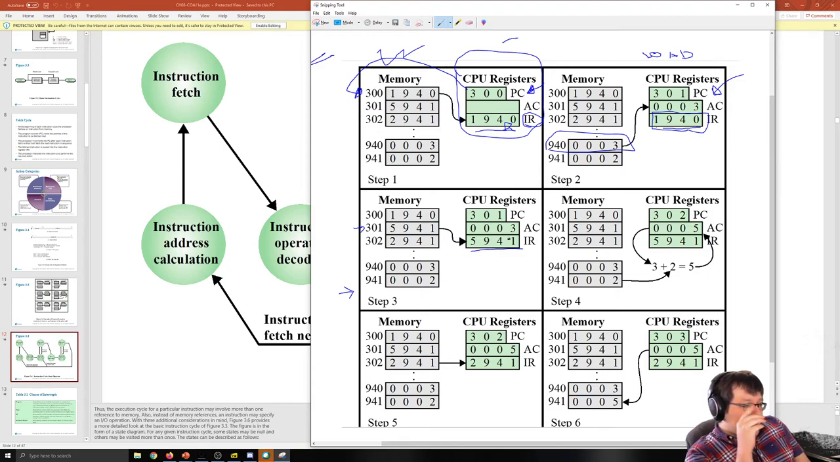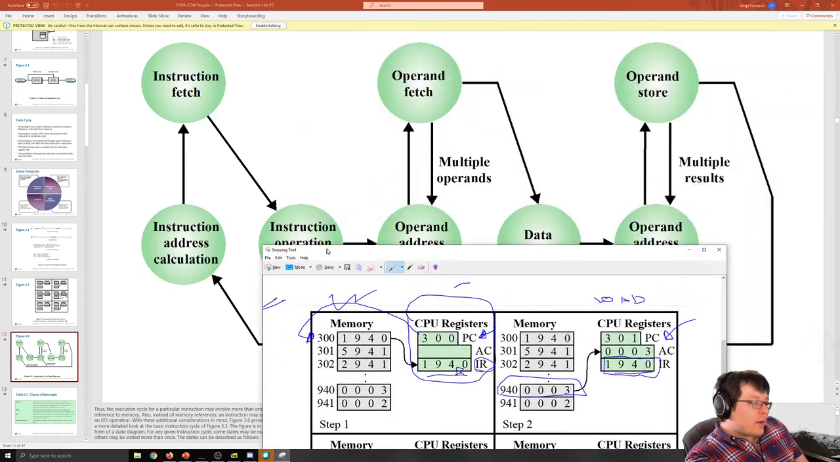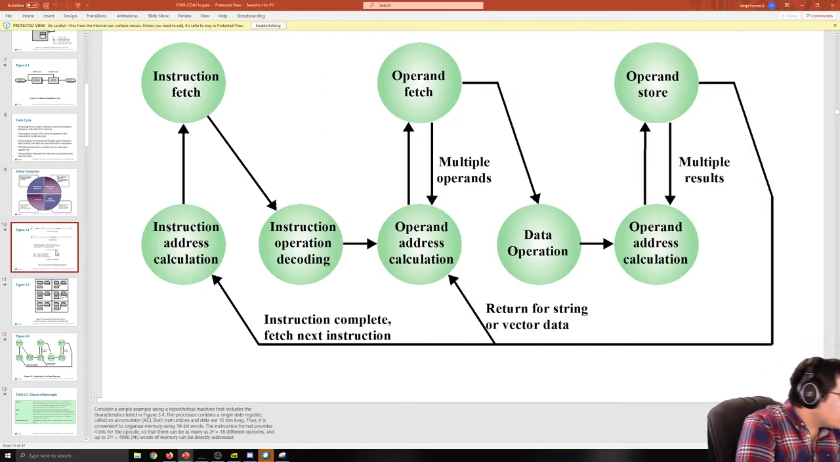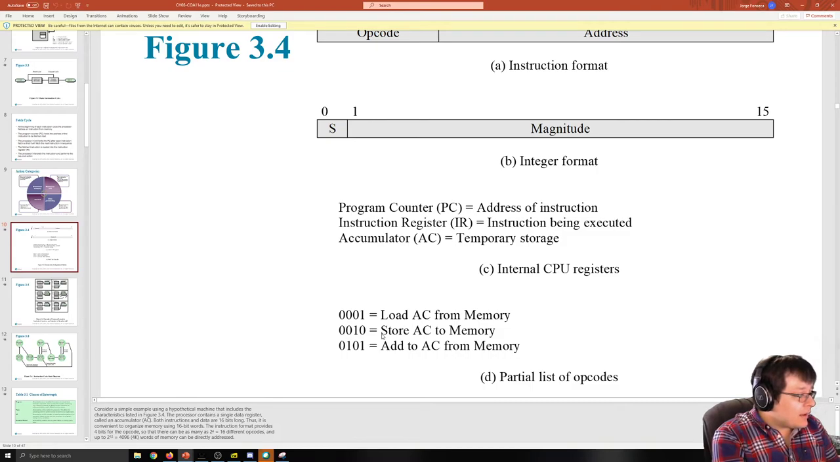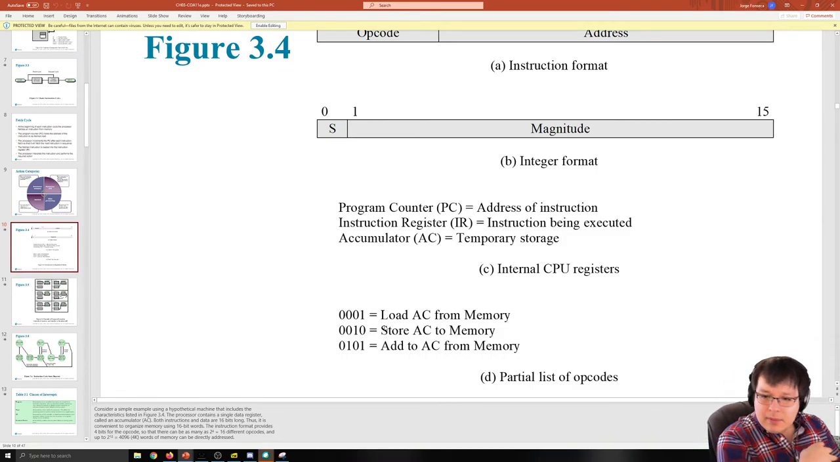Now that we fetched it, we're going to figure out what that instruction is. That's going to be our instruction operator decoding, that one. And so what is 5? Well, let's go ahead and look. 5 is, and of course this depends on your architecture, you have some chart that tells you these things.